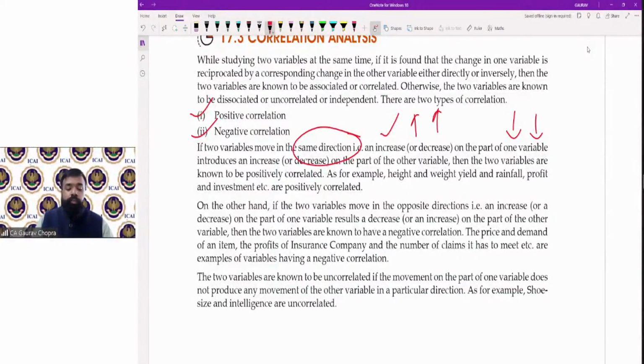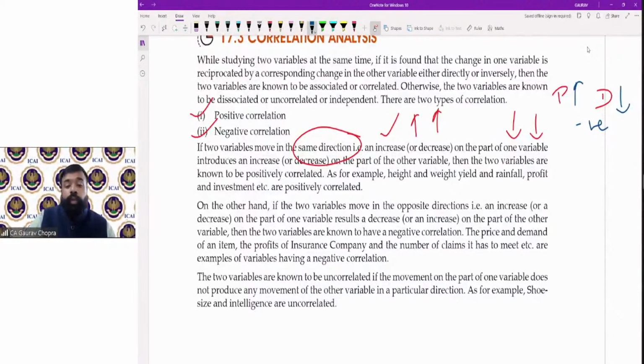Now, let's take few examples. Price and demand. So what will be the correlation? Positive or negative? So you might have done in economics, if price of a commodity increases, then its quantity demanded decreases. So both the variables are in opposite direction. So correlation is said to be negative. So correlation will be negative.